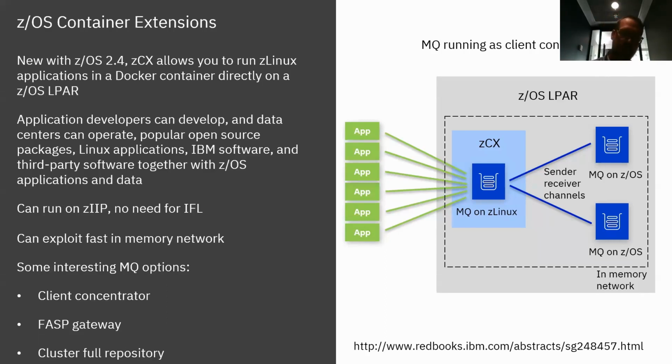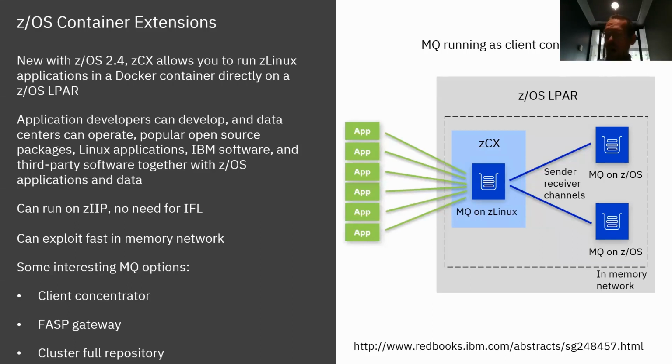So from an MQ perspective, there's a number of interesting options. Probably the one that's most interesting to most of our customers is a client concentrator. Here, we've got lots of customers who connect client applications into their zOS queue managers, but there's always a concern about the CPU cost of connecting client applications directly into the MQ for zOS Chinit. Now some customers worry about that more than others. Some customers don't care about it at all.